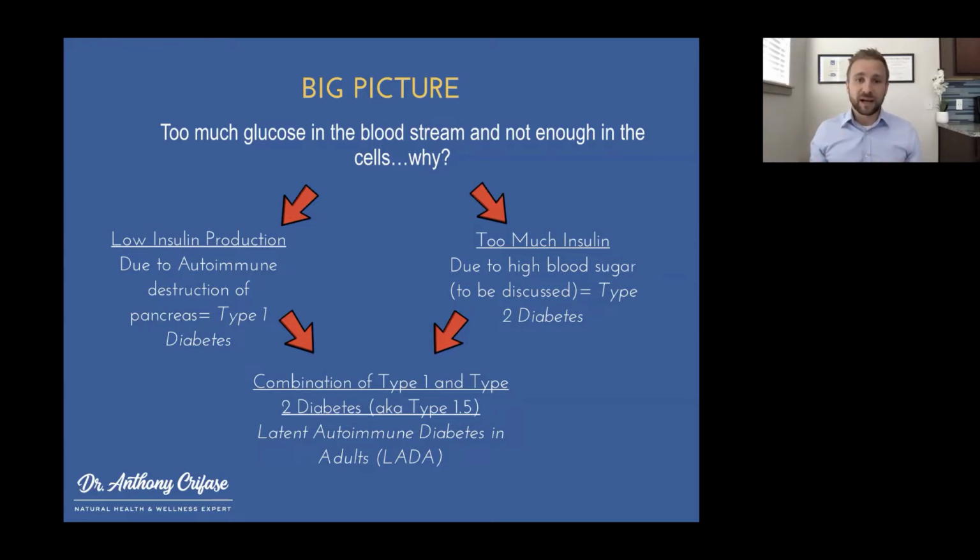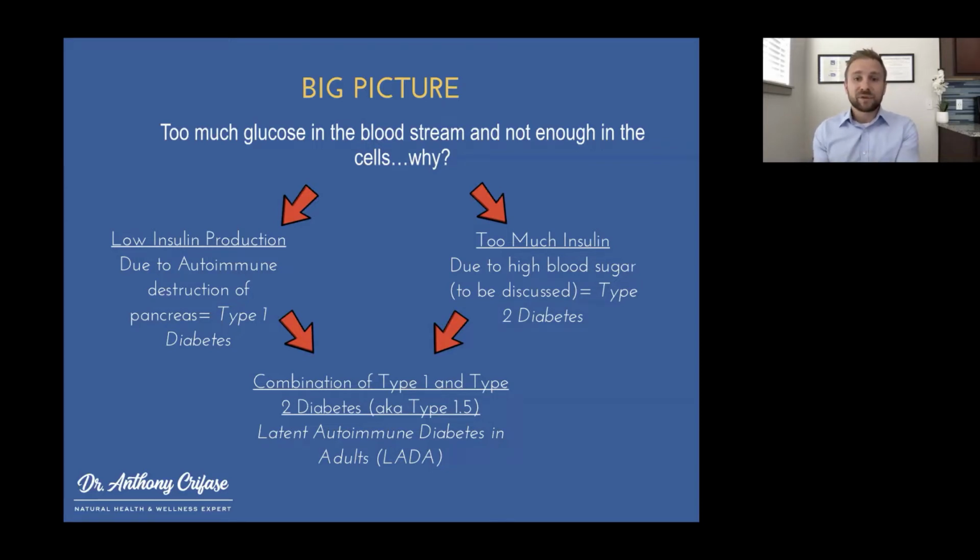Now, the major two types are type 1 diabetes, which is due to an autoimmune process and destruction of the pancreas. Okay, and this often causes low insulin production. And with type 1 diabetics, they are on insulin for the rest of their life because they've destroyed the pancreas so that they're no longer producing insulin. So they actually have to take that to survive.